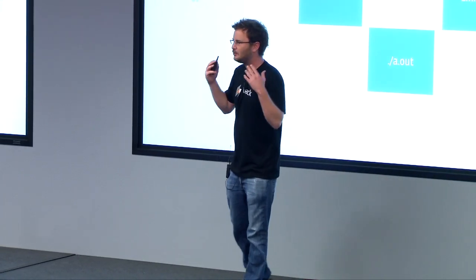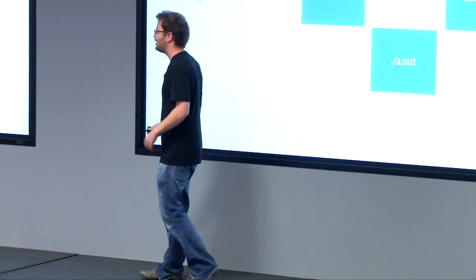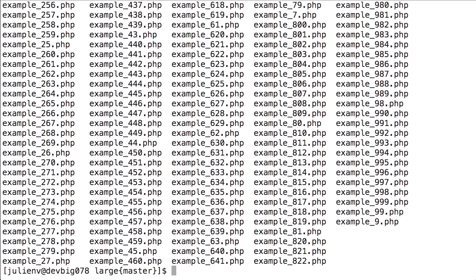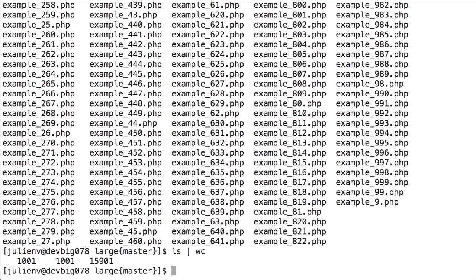And I could try to explain with words that there's this fast feedback loop that we try to preserve as much as possible, but I really can't. I just have to show you what I mean by preserving the PHP workflow. So here I created a directory called large, and in this directory I created thousands of files, right? So I'm going to ls through these files and count how many there are. So there are 1,000 example files.